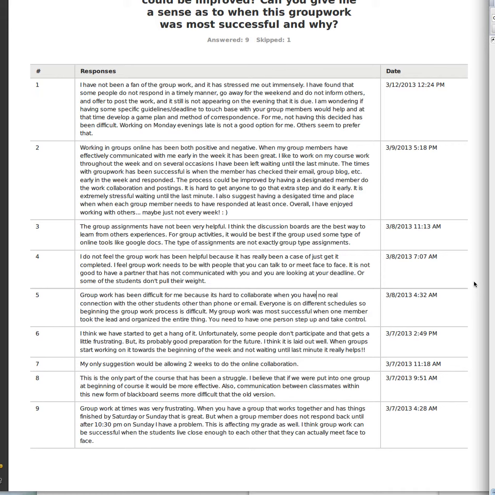A third piece that came out of these comments was that some of the groups worked better when someone designated themselves as a leader for the group. And so I think part of what I might change in the future is to assign a group leader so that people know who's in charge of running the group.